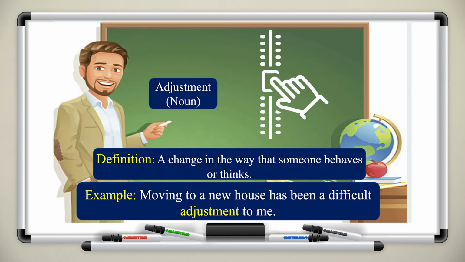Now, look at the first picture. You can see someone who's trying to adjust the volume. Now, the definition of this word is a change in the way that someone behaves or thinks. Here's an example. Moving to a new house has been a difficult adjustment to me.